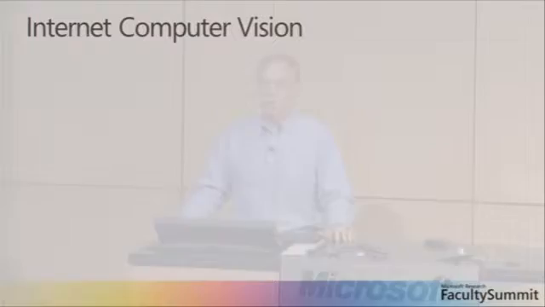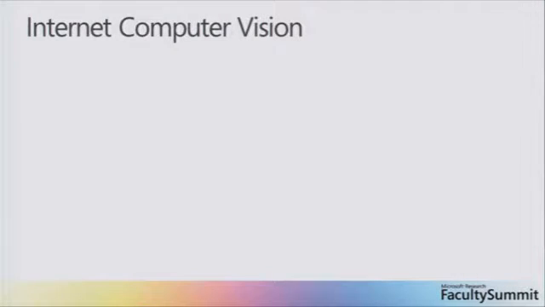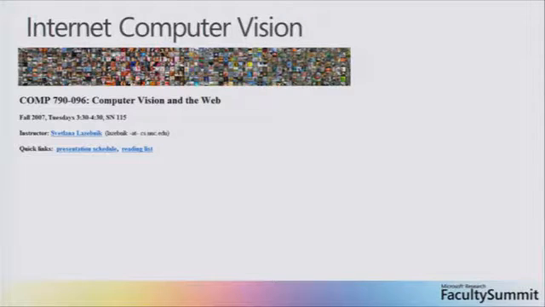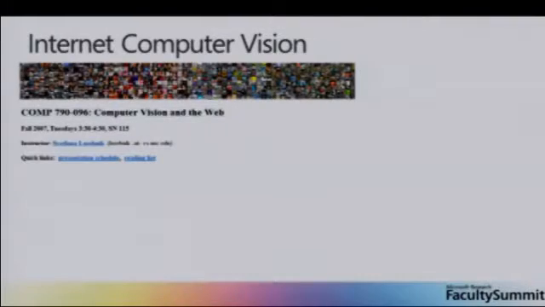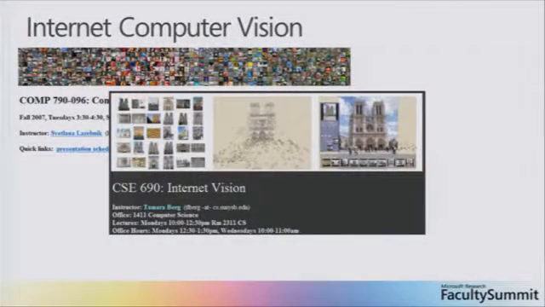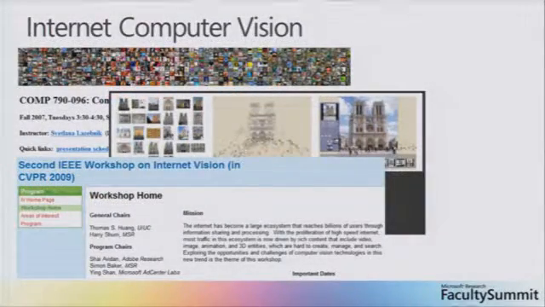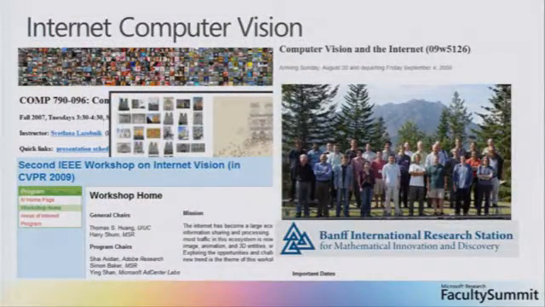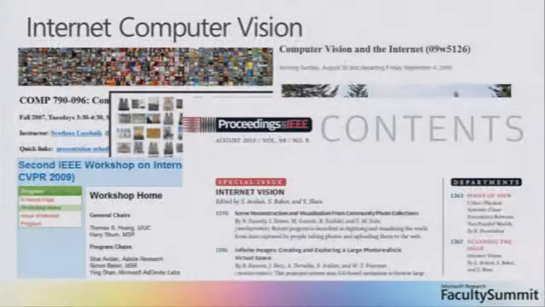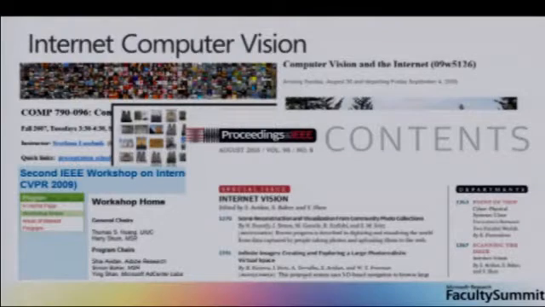And in fact, there's so much excitement around this area that we've started seeing courses and workshops on it, which you may not have heard of because it's a buzzword that those of us in computer vision are throwing around, but we're calling it Internet Computer Vision. Svetlana Lazebnik, who's another faculty fellow awardee, ran a course at UNC, as did Tamara Berg at SUNY Stony Brook. There was a workshop at CVPR 2009, another small workshop in Banff that same year, and a special issue of the Proceedings of the IEEE. So it's a very, very hot topic in computer vision right now.